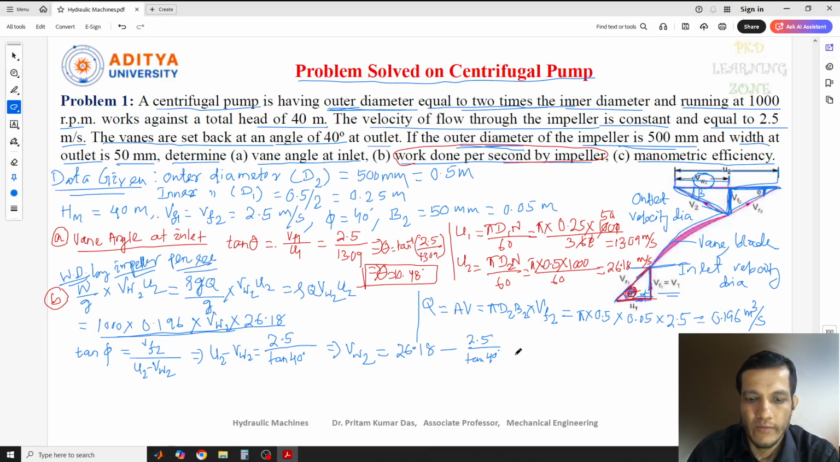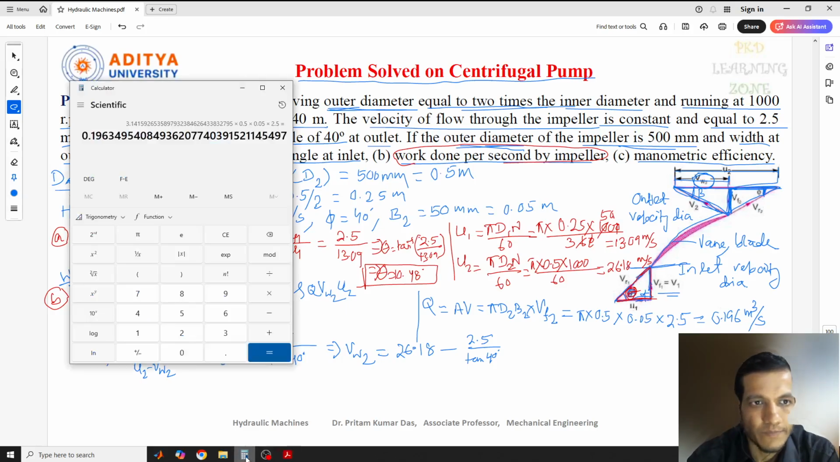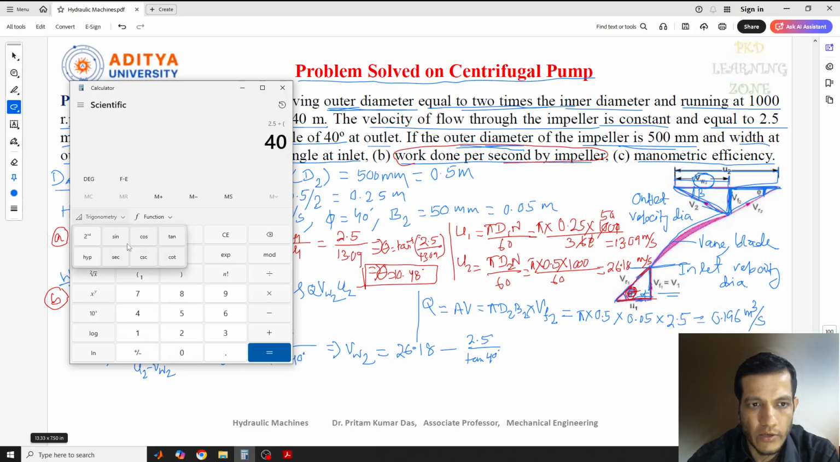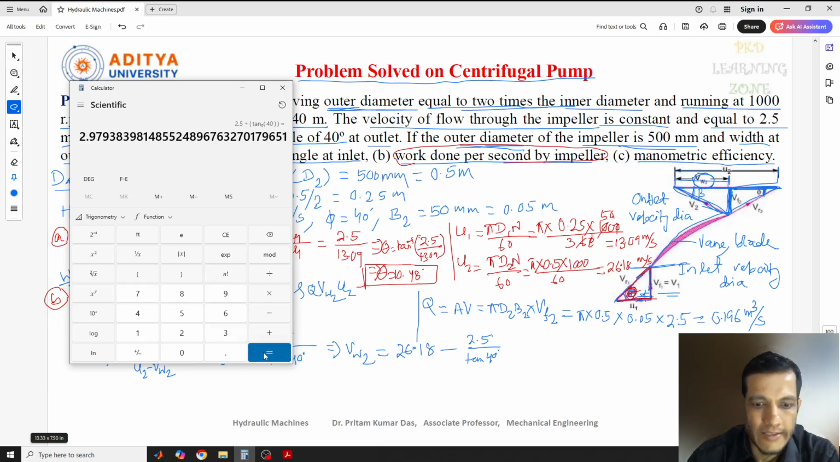So we can find out the value of vw2, and finally we'll put the value there. Here, with the help of this calculator, we'll do 2.5 divided by bracket start 40 trigonometry 1040 and again equal. This is 2.979. If you see, this is 2.979.